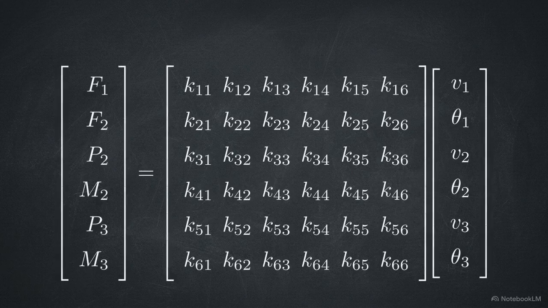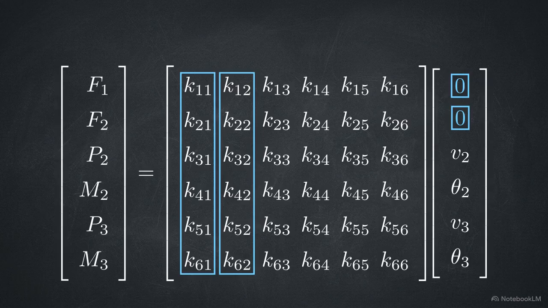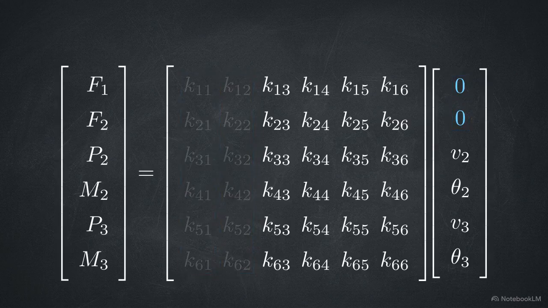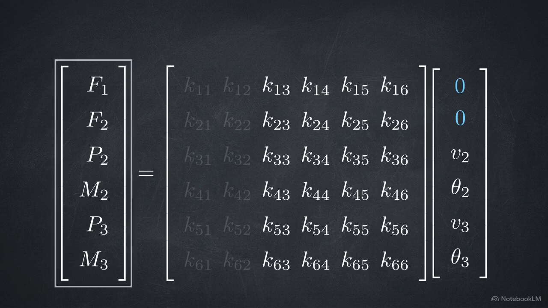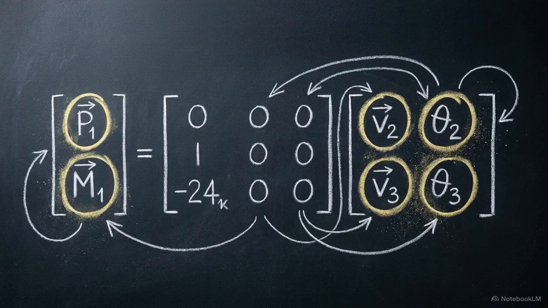Watch what happens when we execute matrix multiplication between the stiffness matrix and this updated displacement vector. Following the rules of algebra, column 1 multiplies by v1 and column 2 by theta1. Since both are 0, those two columns are entirely neutralized. But we have to look at the other side of the equation, the force vector at node 1. Because the wall rigidly holds the beam, it pushes and twists back. The reaction force P1 and moment M1 are entirely unknown. This creates an algebraic deadlock. We have equations where both the applied force and the resulting displacement are completely unknown.